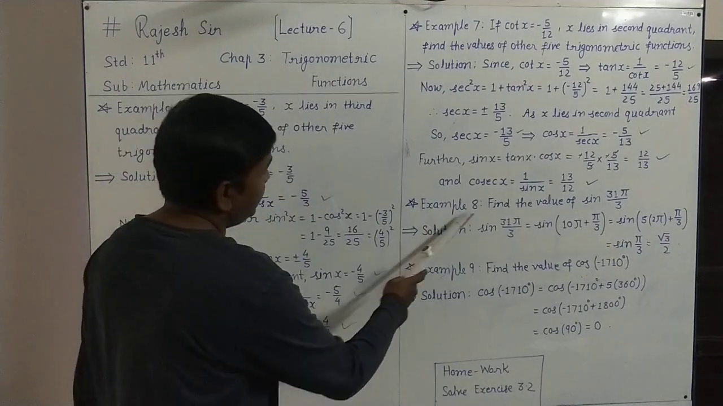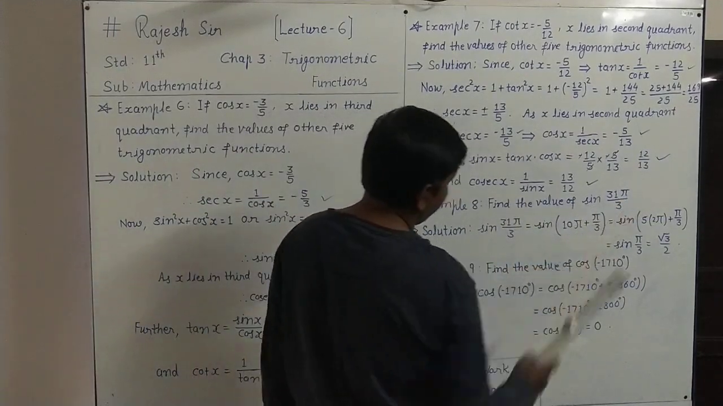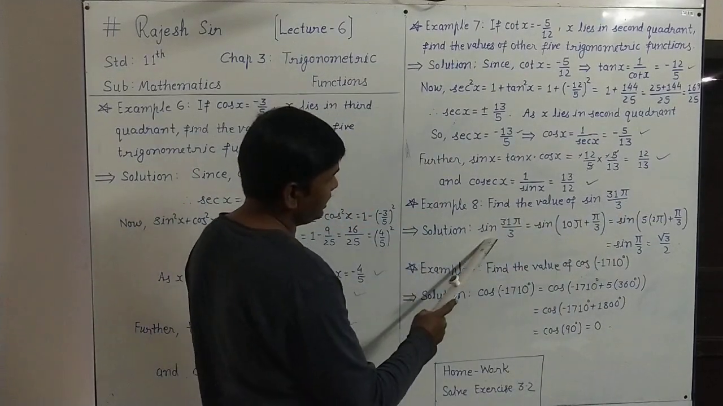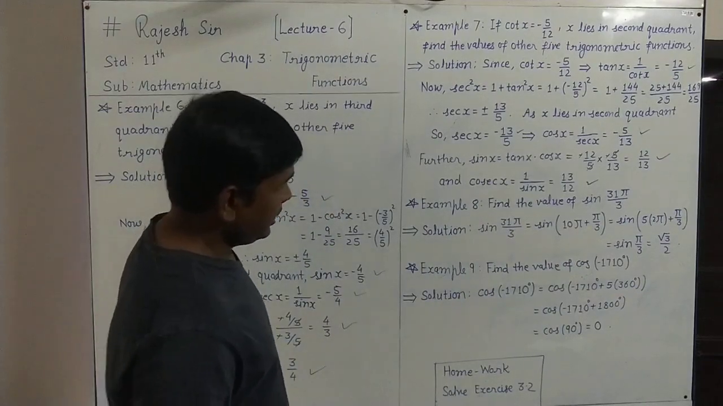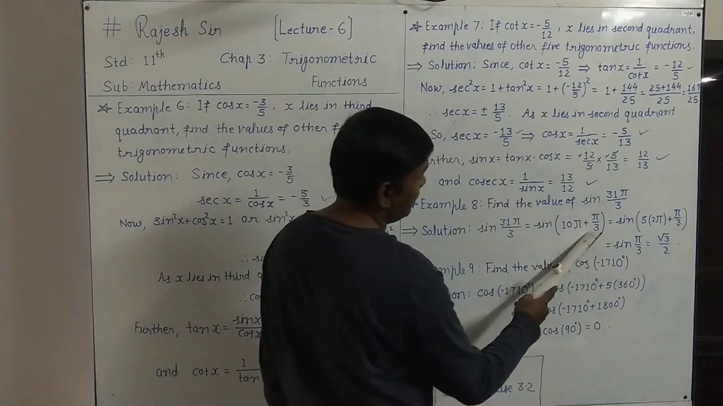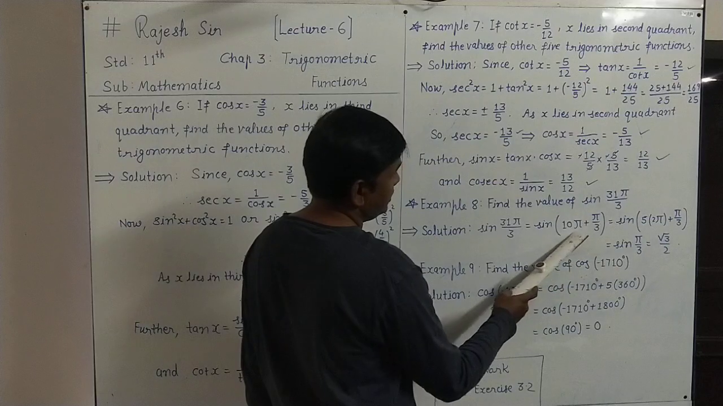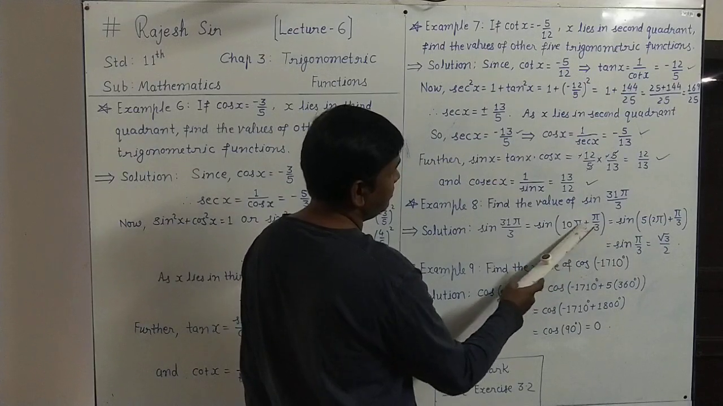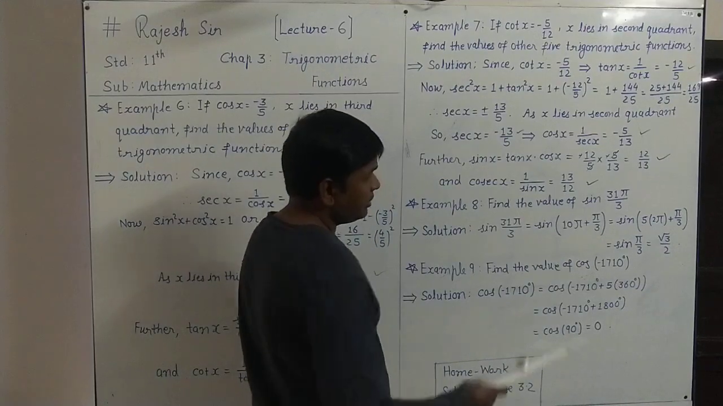Next, example 8. Find the value of sine 31 pi by 3. In the solution, to get sine 31 pi by 3, you can write it as sine, as it is, 31 pi by 3 can be written as 10 pi plus pi by 3. 10 pi plus pi by 3 means, with the LCM, 30 pi plus pi, 31 pi by 3. Why have we written it this way?